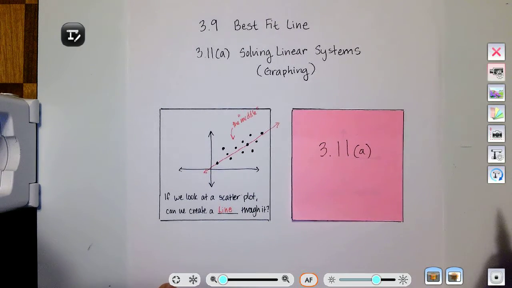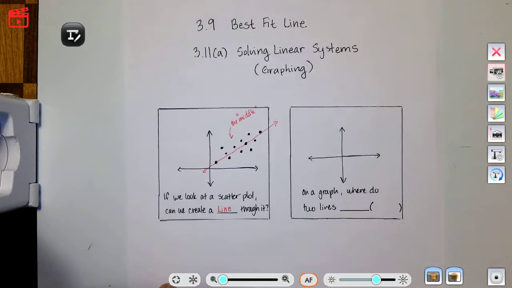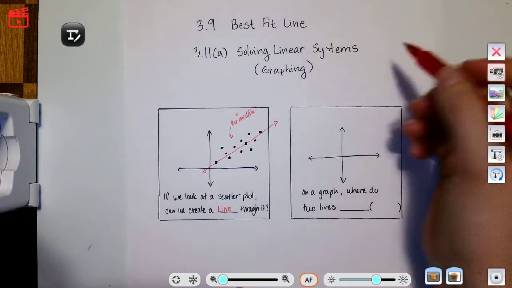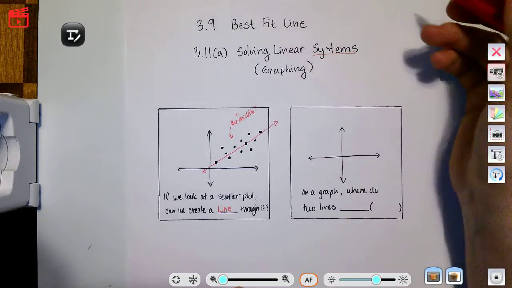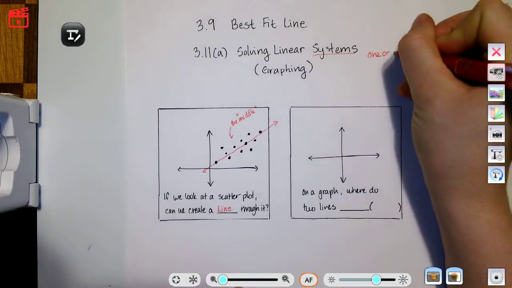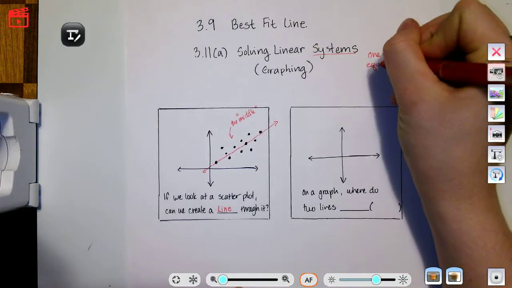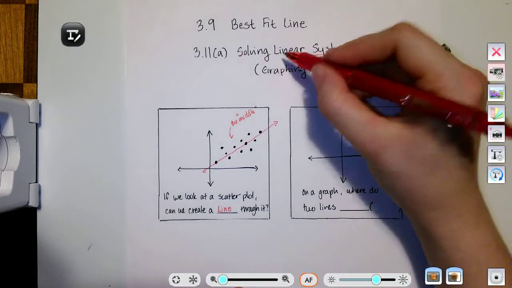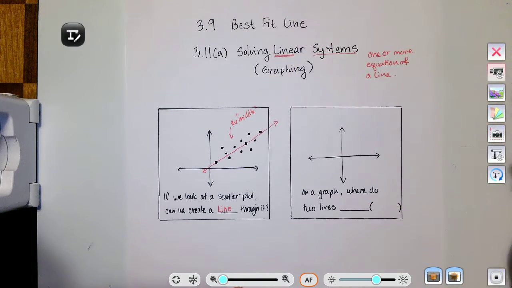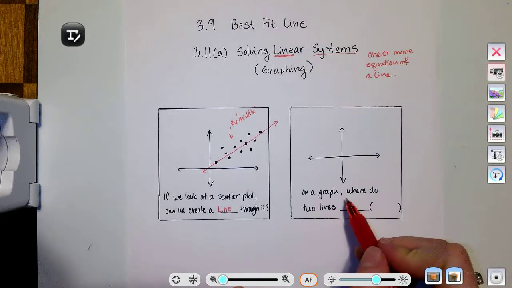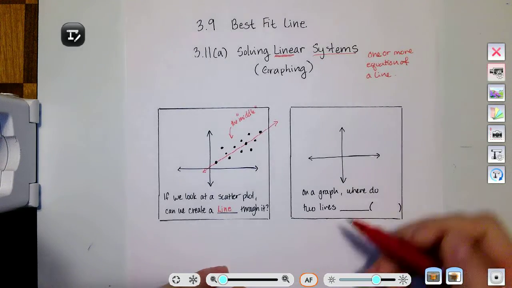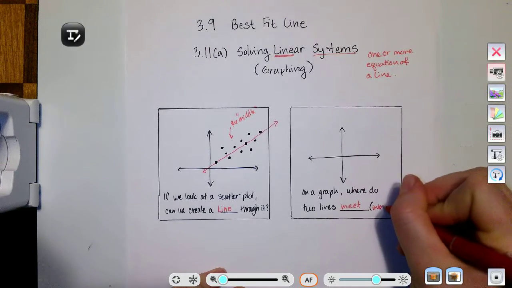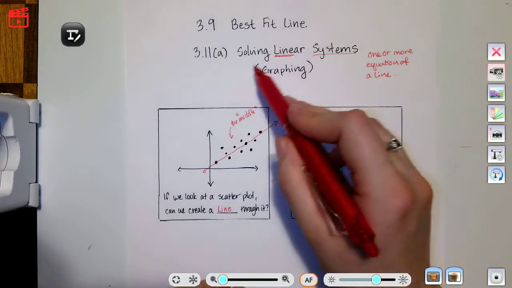All right, so 3.11a, what are we going to be looking at? So for 3.11a, we're solving linear systems. So for a system, we're looking at one or more equation of a line. Since we're looking at linear systems, we're looking at lines, remember. Okay, so on a graph, where do two lines meet? Or maybe intersect? That's what we're going to be looking for when we're solving linear systems.